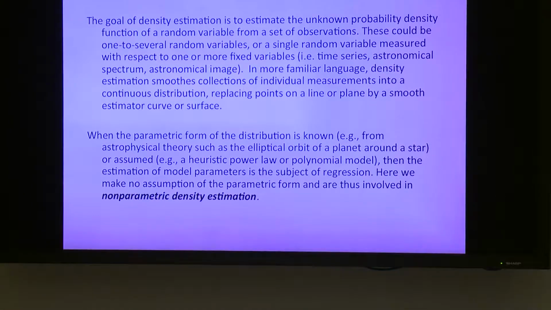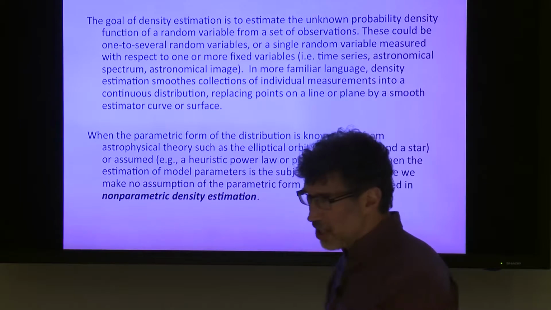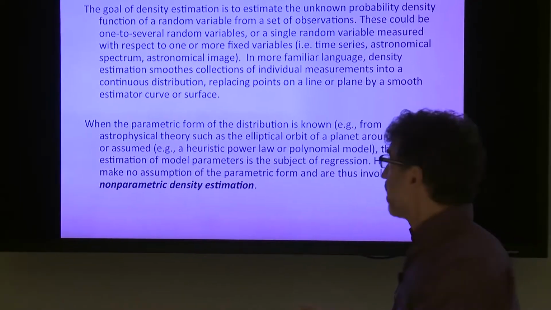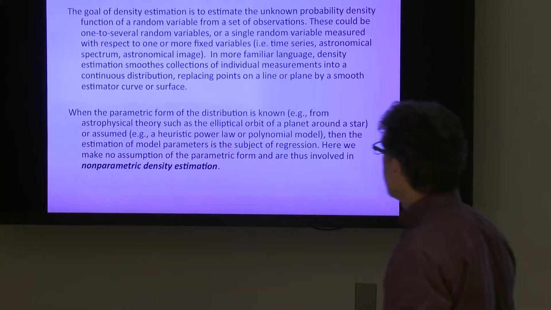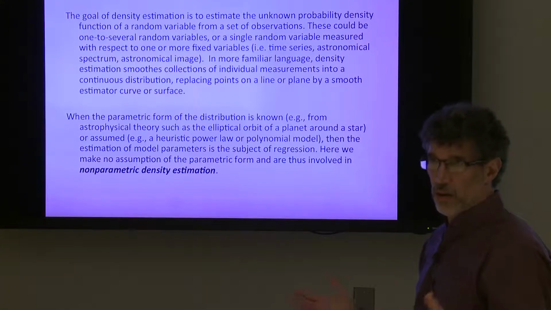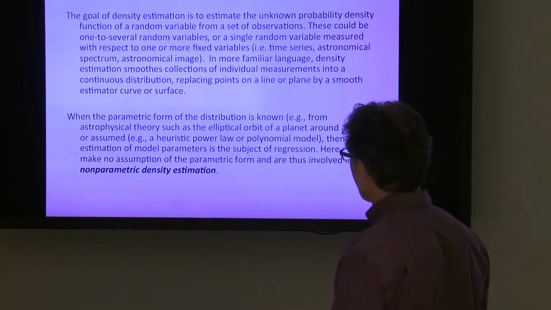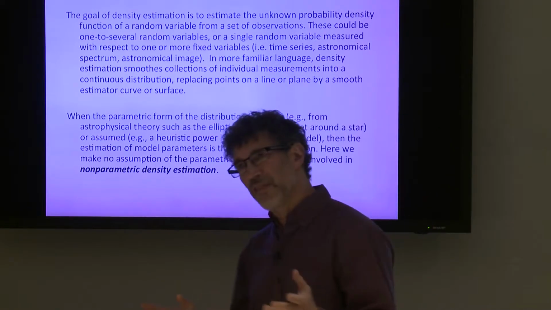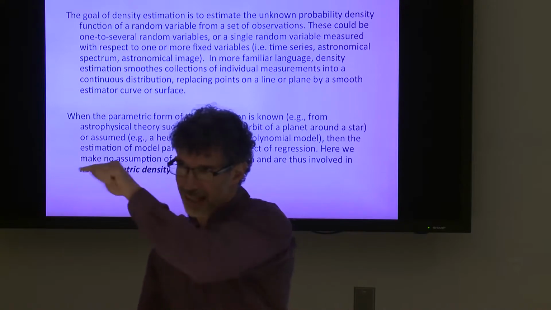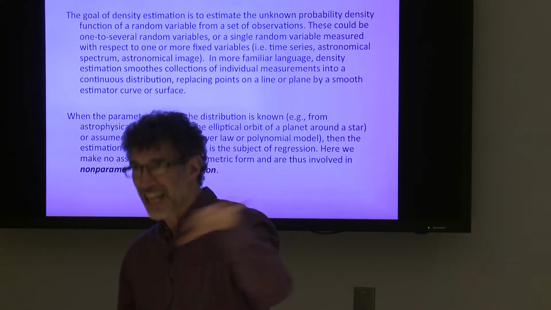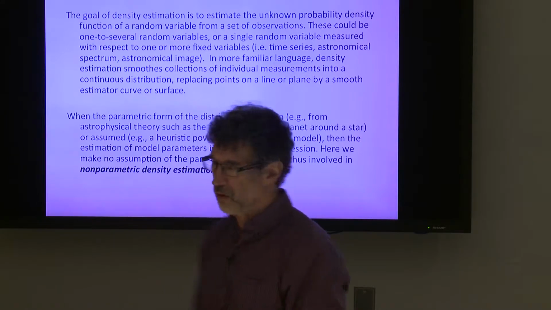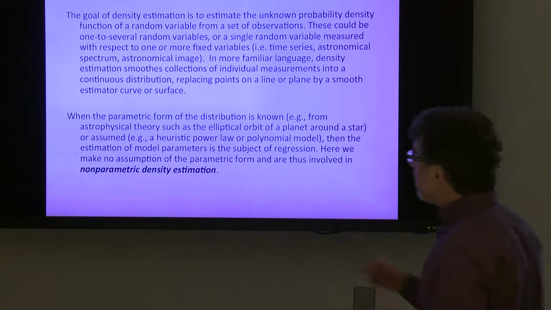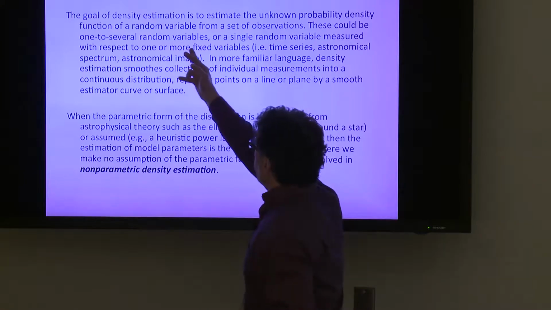Okay, so what is density estimation and why bother doing it? The goal of density estimation is to estimate an unknown probability density function called a PDF, which is smooth, it's continuous, of a random variable, or more than one random variable if it's multivariate, from a set of observations. So we start with a bunch of observations, and we want to get a curve or a surface if it's more than one dimension. So it could be one or several random variables.